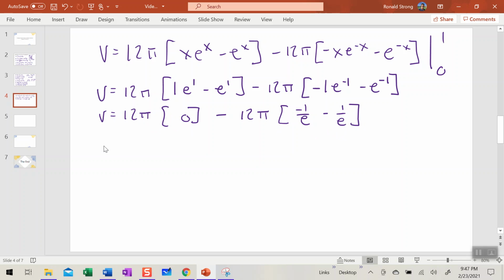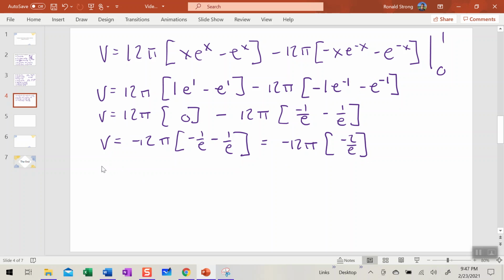All right, so this all becomes 0. So this part of the volume is negative 12 pi times negative 1 over e minus negative 1 over e, which is a minus 2 over e, which I could simplify that a little bit more, which is negative 12 pi times negative 2 over e. All right, now we have to evaluate it all at 0. So that's the second part. So we have minus, this was all just evaluating it at 1. All of this was just f of b. And now I'm going to go through this up here.